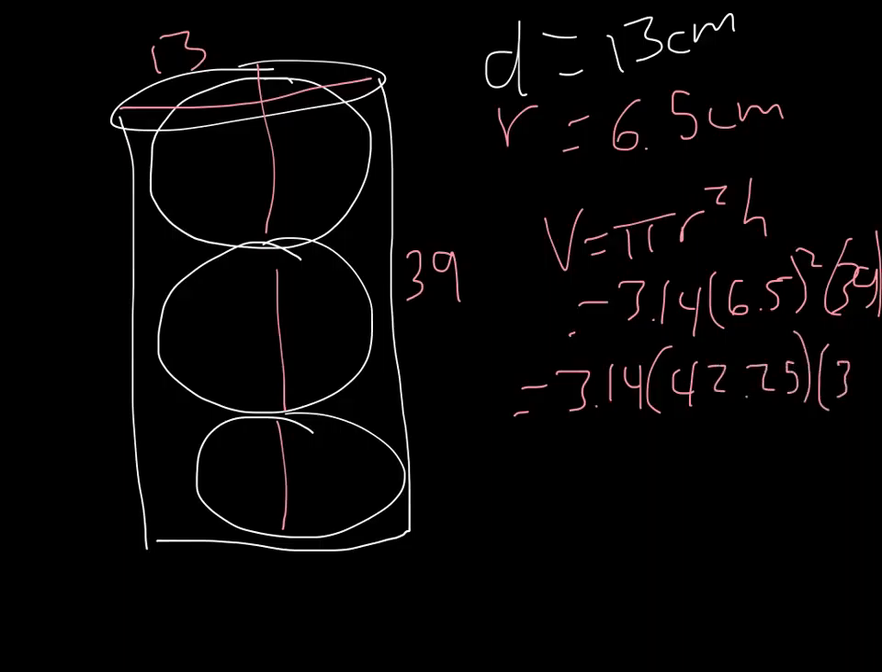Times 39. Now it's out of my range. 3.14 times 42 and a quarter times 39? 5,173.935. Okay, everyone agree? Cool. Units. Centimeters cubed. Good. So if you ever get one of these problems, the main thing is, do I have information to find the height? You'll always have enough information to figure out what you need to figure out.